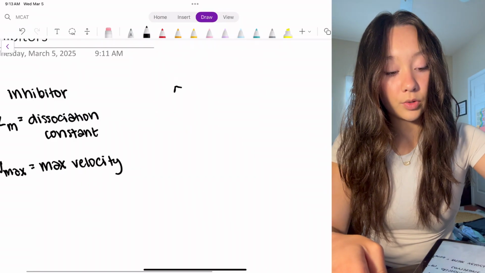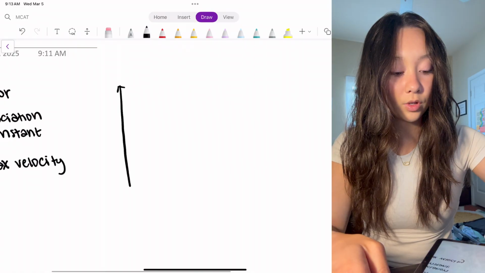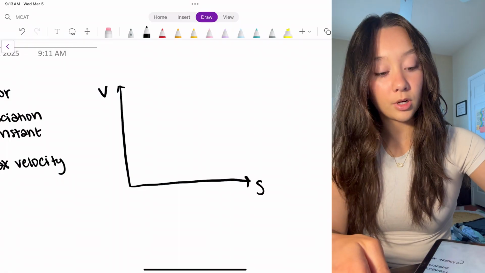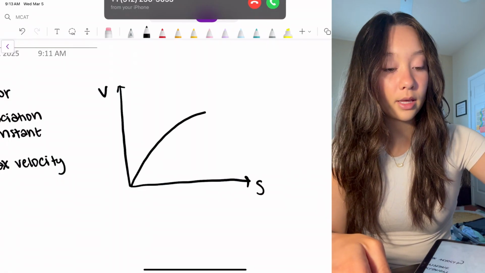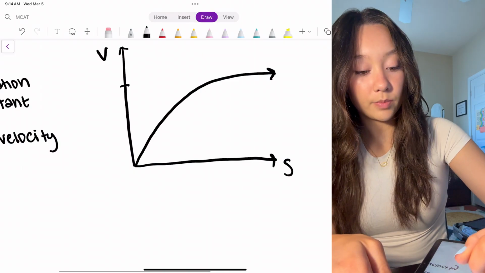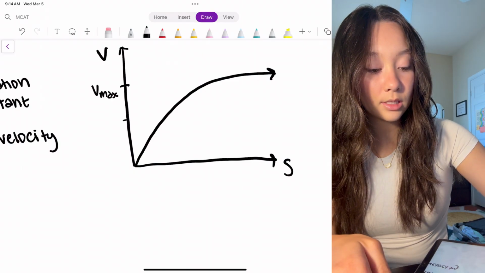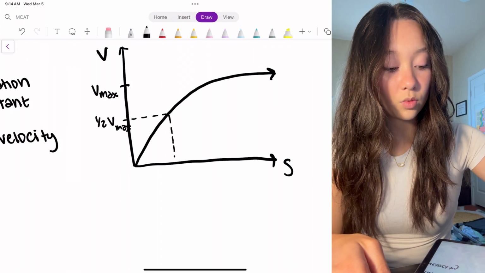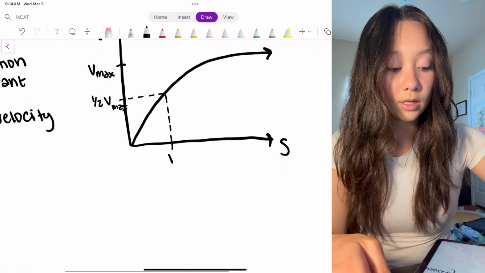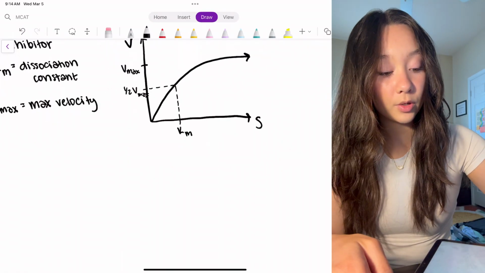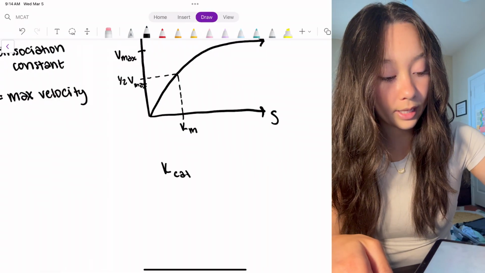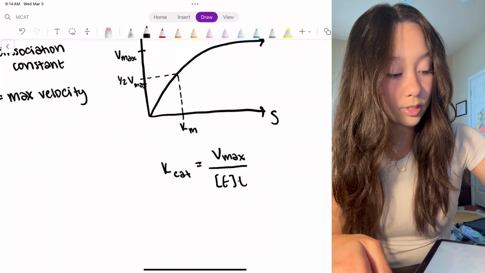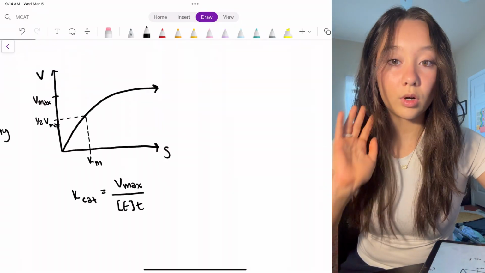All right, and we're going to make two graphs for each of these inhibitors to visualize what they do. The first one is going to be the substrate concentration over the velocity. Without an inhibitor, it is going to look something like this. We can say this here is going to be Vmax. It's important to know that this here is half of Vmax, and where this point crosses the x-axis is going to be the value of Km. We can also recognize that Kcat is Vmax over the enzyme concentration times time, so this is the coefficient for catalysis.